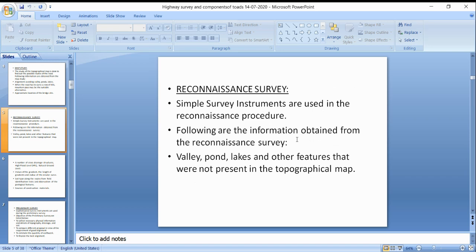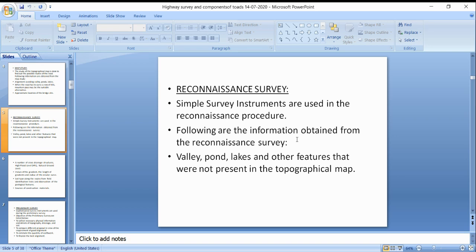Next comes the reconnaissance survey. Reconnaissance survey is a simple survey. It is done by survey instruments, minor instruments. So, following the information obtained from the reconnaissance.